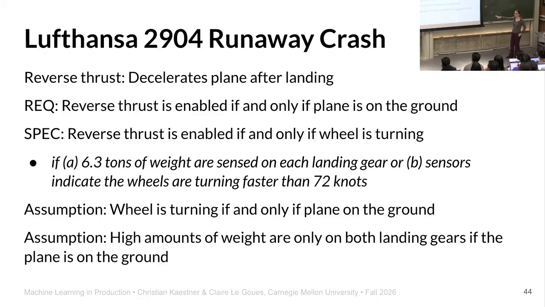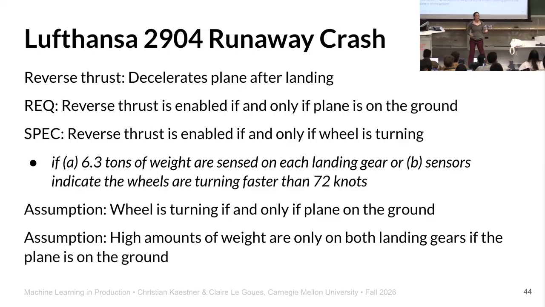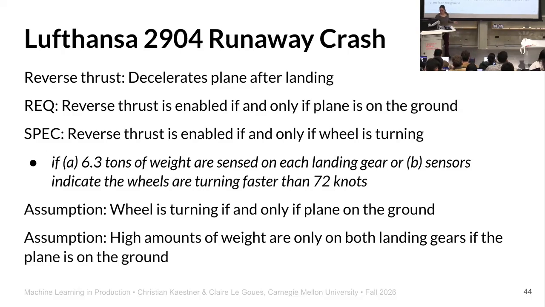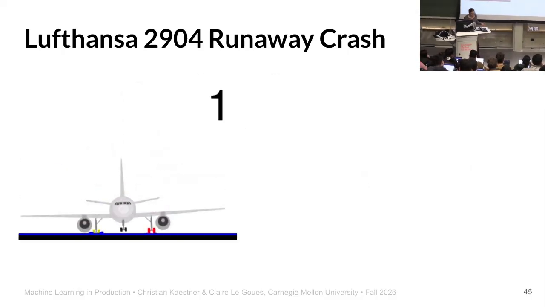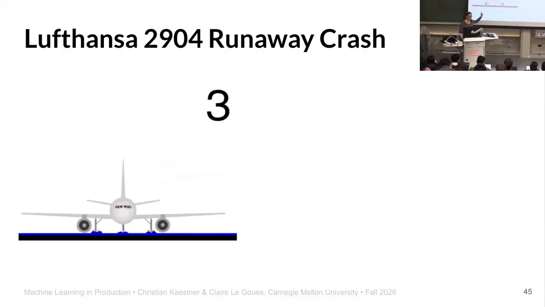So there are two assumptions here. One is that the wheels are turning if and only if the plane is on the ground. The other is that high amounts of weight are only on both landing gears if the plane is on the ground. That's how we're connecting the sensor values to reality. Those are the assumptions that we are making. The problem is that on a really windy, wet day, the plane was wobbling, so neither wheel got enough weight on it at any time, and the plane was skidding. Neither wheel was going fast enough to trigger those sensors, and so reverse thrust wouldn't engage. And it went off the end of the runway.